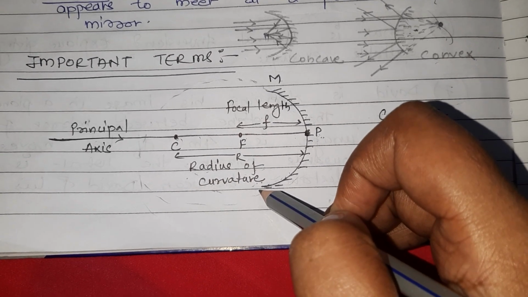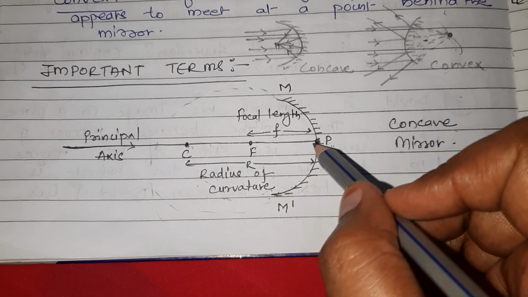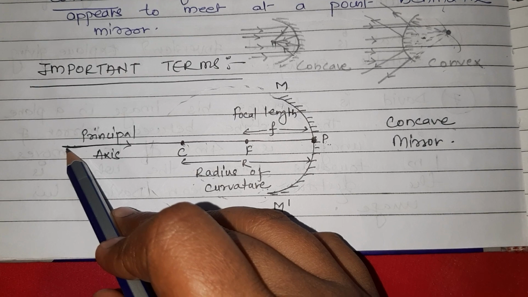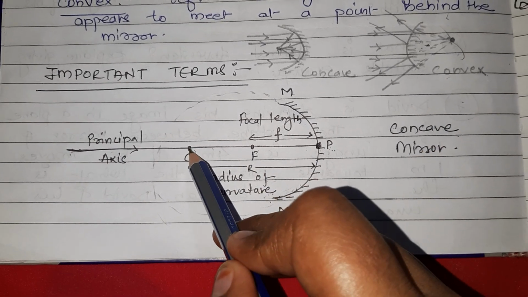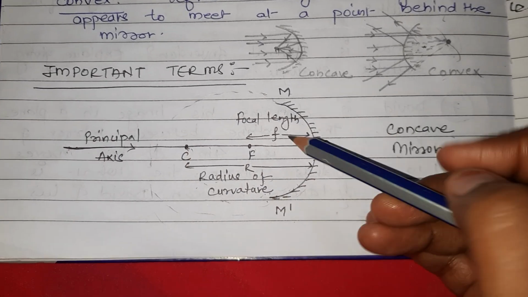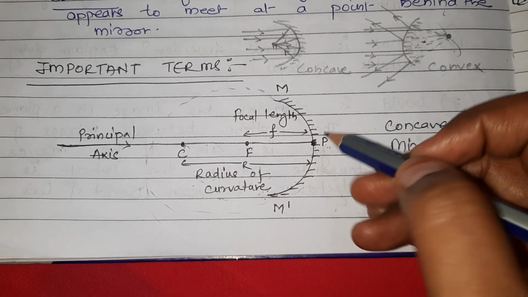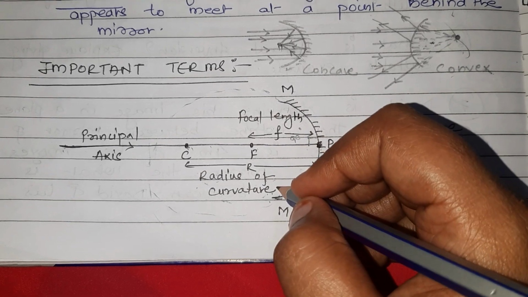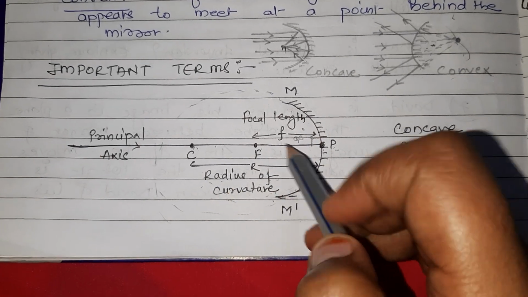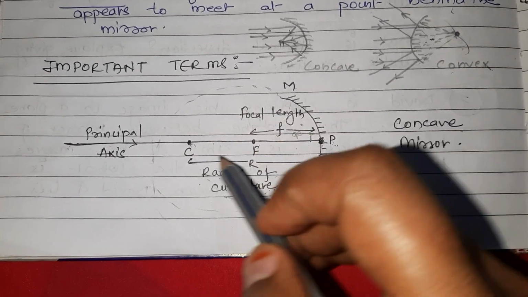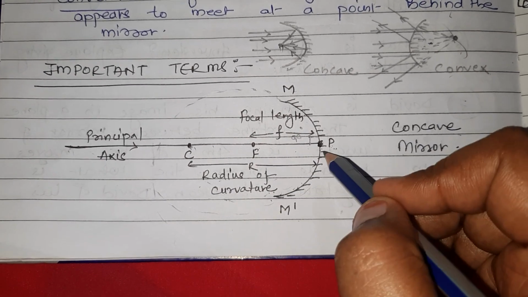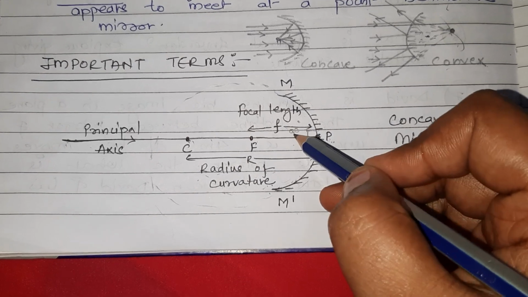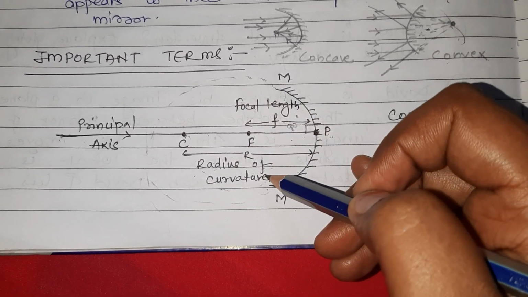After that, we will learn about what you mean by principal axis. A principal axis is nothing but a straight line which passes through the center of curvature as well as the pole, and meets the mirror at the pole at 90 degrees. So this is an imaginary line which we use for reference. So the principal axis is an imaginary line passing through the center of curvature and the pole and meeting at the pole at 90 degrees. This is known as the principal axis.